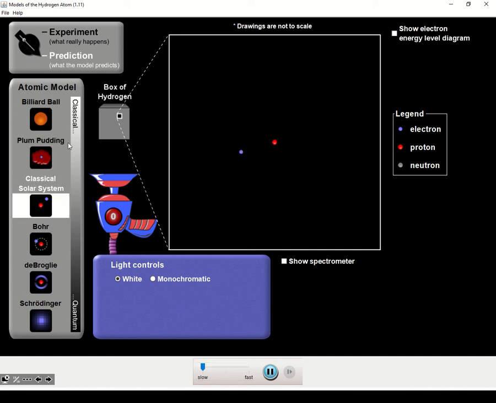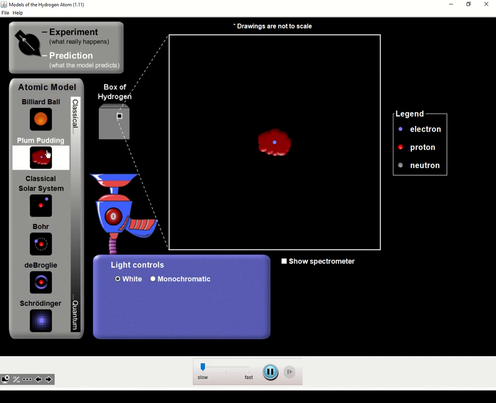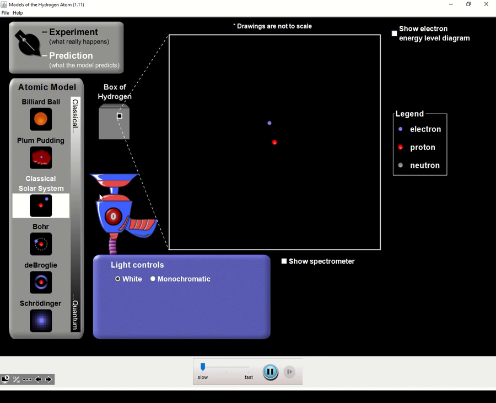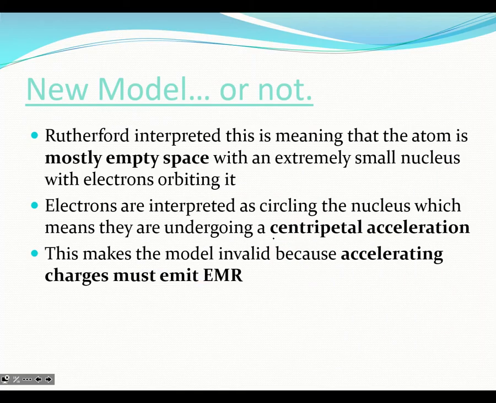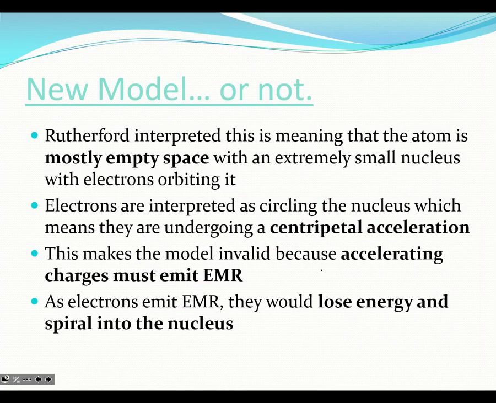But anytime you try to model out the Rutherford model, if it's accelerating, this is the electron, it's losing EMR and is going to spiral into the nucleus, and if an electron spirals into the nucleus, it would cause it to explode. We are made of atoms, we are made of protons and electrons, and we don't explode all the time. So something is happening here, and this model doesn't work very well. As electrons emit EMR, they would lose energy, and they would spiral into the nucleus, which makes this model invalid, right?